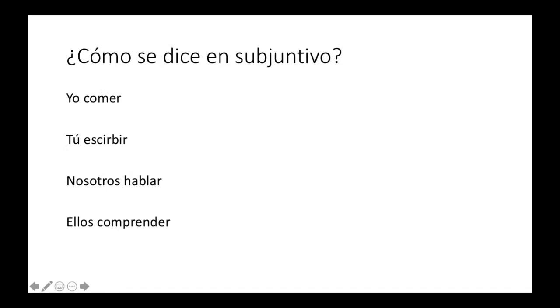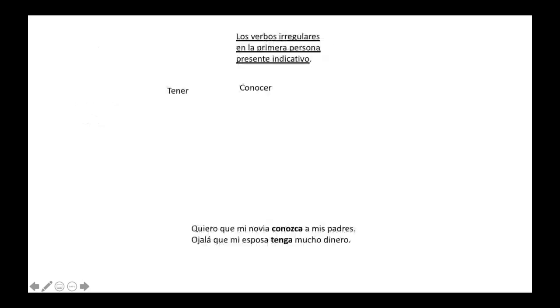For example, okay, ¿cómo se dice comer en subjuntivo? The subject is yo. ¿Cómo se dice? Coma. Tú escribir: escribas. Nosotros hablar: hablemos, ¿no? Ellos comprender: comprendan. Tengo, tengas, tenga. Que tenga, tengas, tenga. Conozca, conozcas, conozca. Haga, hagas, haga.